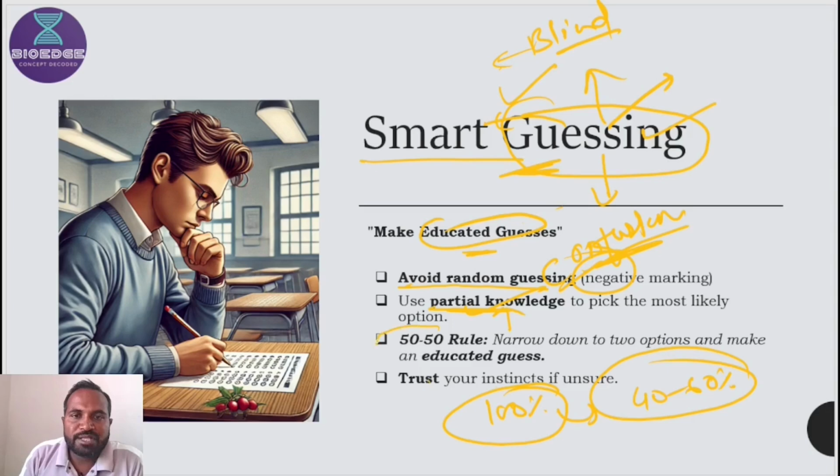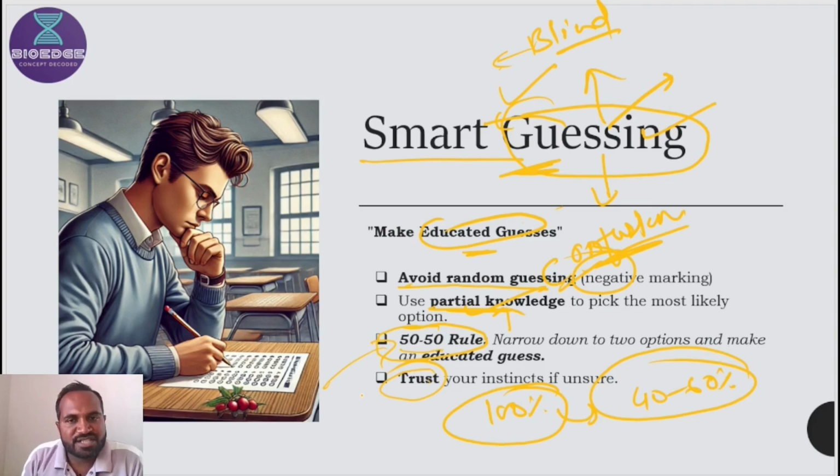And if you eliminate two options, then the 50-50 rule can be applied. The 50-50 rule means you should at least remove two options as wrong options, and then you can use smart guesswork, or use the educated guess. So I will call it the 50-50 rule. Narrow down the options and use smart guessing or educated guessing, and you should trust in this strategy.